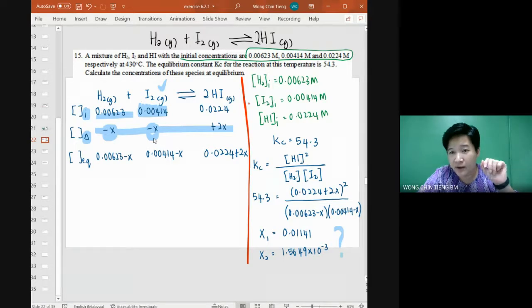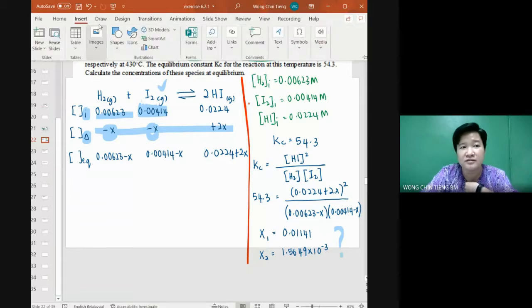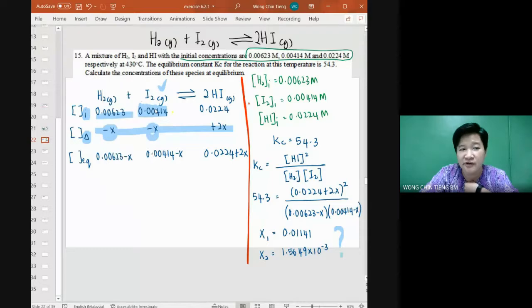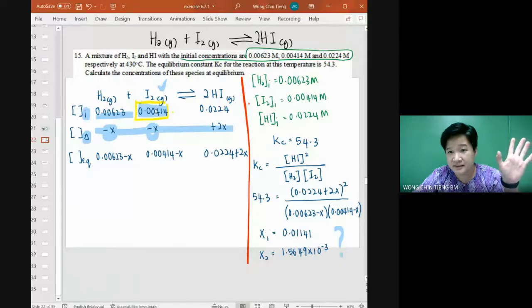Okay? Alright, I will always choose this one. I will always ask my student to choose this one. Preferable, tengok initial siapa paling kecil. When you have more than one reactant, compare the reactant that has the smallest initial. That is the easiest. Decide who is the smallest initial. I have my iodine as my smallest initial.